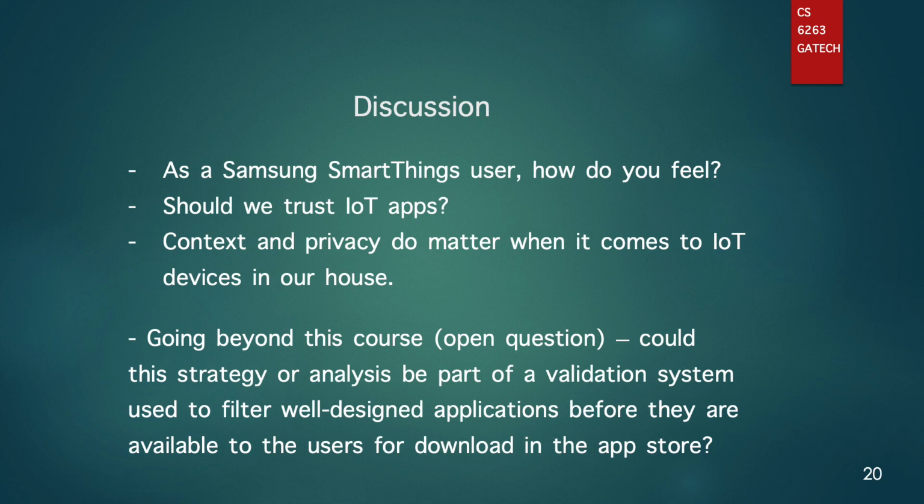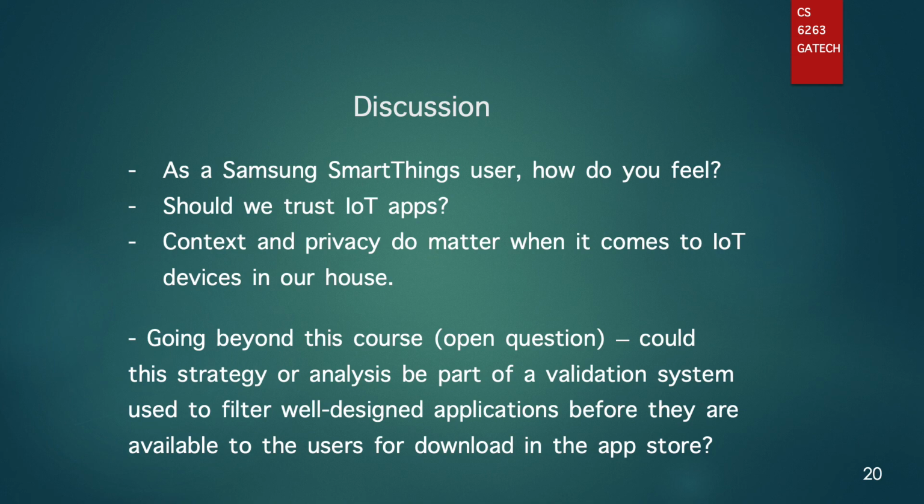And without a doubt, context and privacy do matter when it comes to Internet of Things devices in our house. The fact that there's a sensor in the bathroom and a sensor in the kitchen, they are both sensors, but because of the way they are, context matters. They should be treated differently for sure.